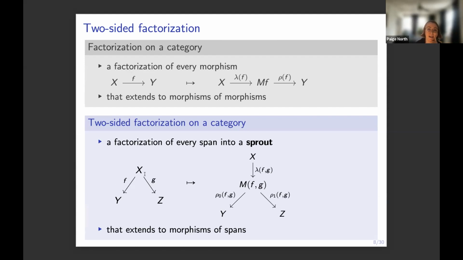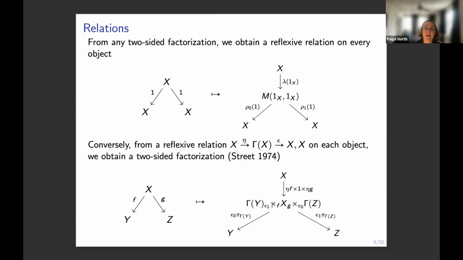And we had identity arrows in that slide, but now we're saying that for any span, for any two arrows we could put here, we can factor this span into a sprout. So we get a diagram of this shape such that this composite is F and this composite is G. And again, we want this to be functorial. Okay, so just to reiterate, we can now factor a span like this, kind of diagonal, into a sprout like this.